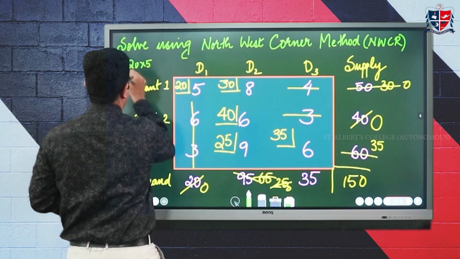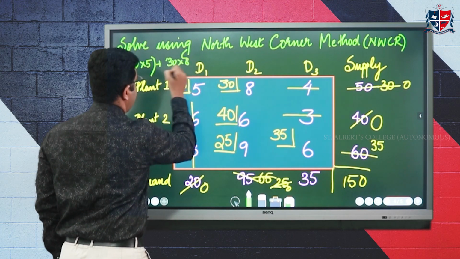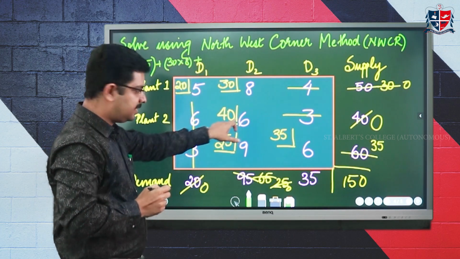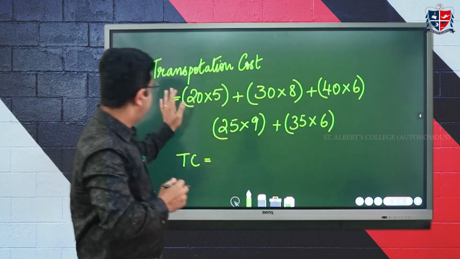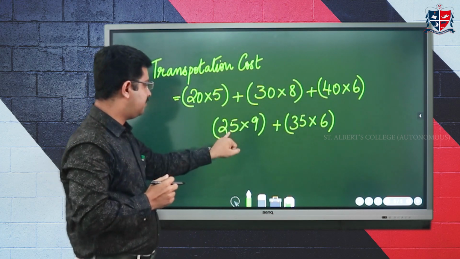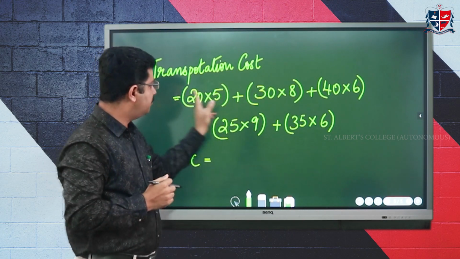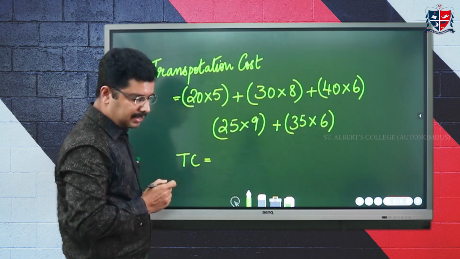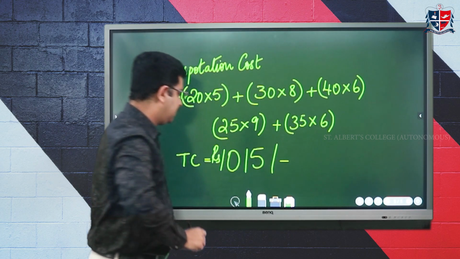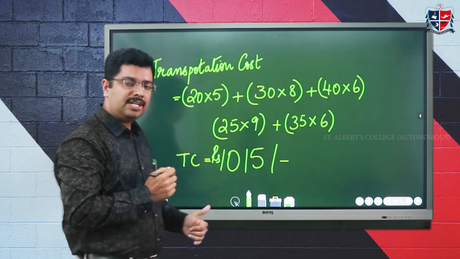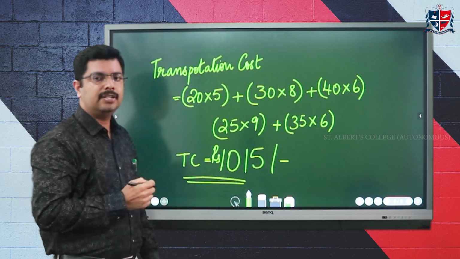20 into 5 plus 30 into 8 plus 40 into 6 plus 25 into 9 plus 35 into 6. So I have put that here: 20 into 5, 30 into 8, 40 into 6, 25 into 9 and 35 into 6. When you multiply this and add, you get the answer as 1015. Maybe this is rupees 1015. So the transportation cost as per the northwest corner method is rupees 1015.